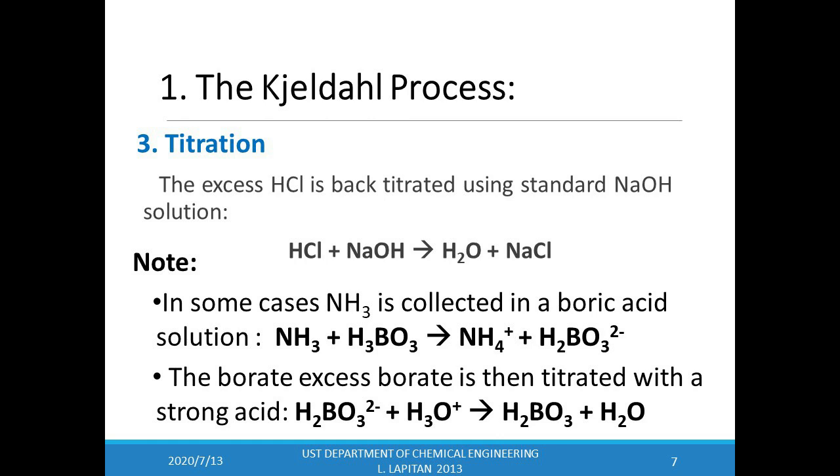Let us now look at this short animation video to see the nitrogen determination in coal by the Kjeldahl method.